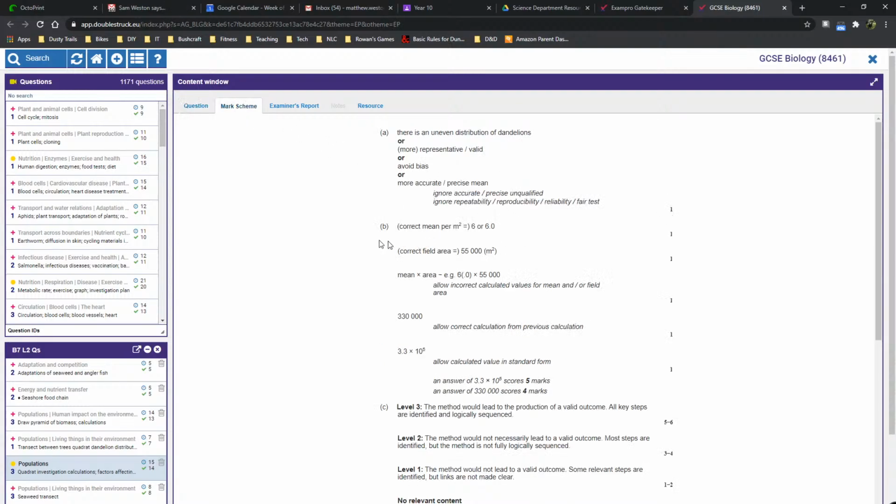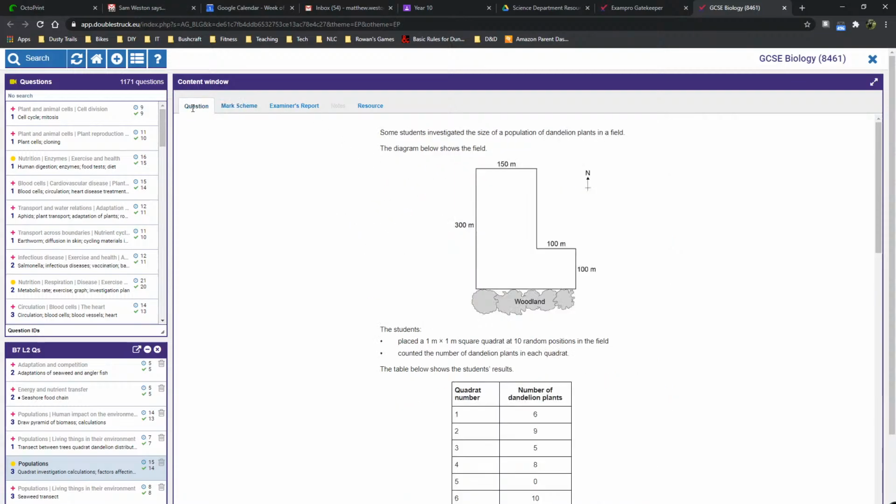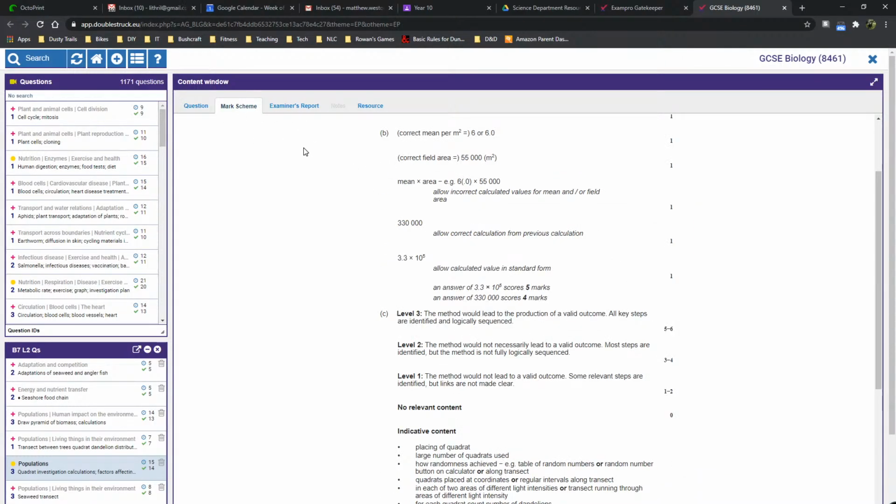And if we have a look at the mark scheme here, we should get a value of 330,000. And do they ask for standard form? Yeah, give your answer in standard form. So, in order, marks: if you've done this one, you can mark your own.